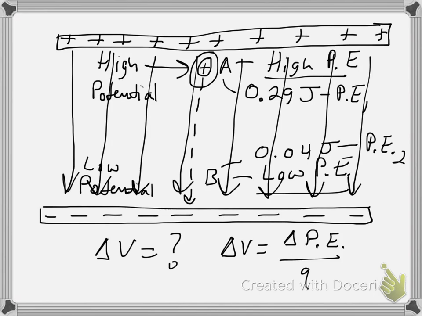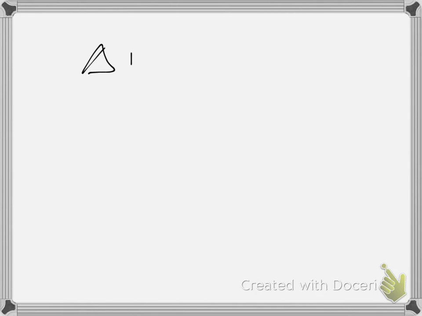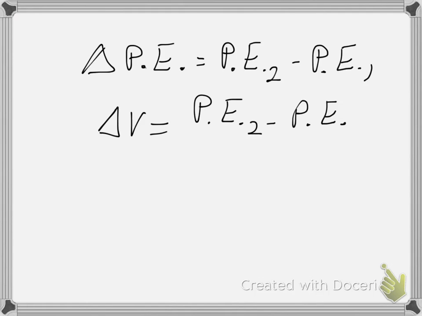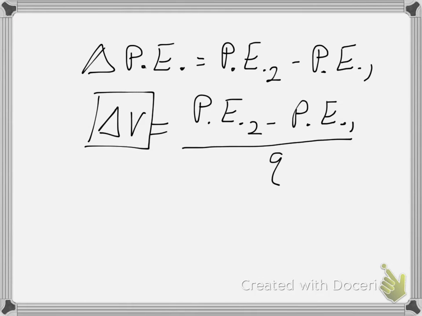Remember that delta PE is equal to PE2 minus PE1. I'll not solve that yet. We'll look at the algebra first. So delta V is going to be equal to PE2 minus PE1 divided by Q. Delta V is what we're solving for, so our equation is already solved.